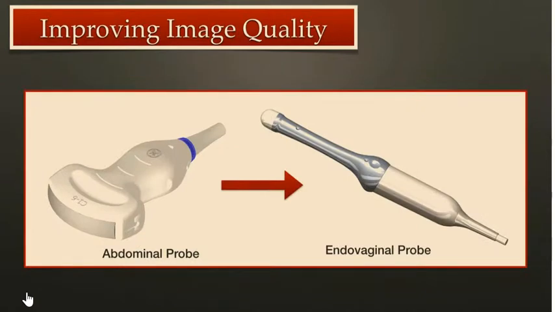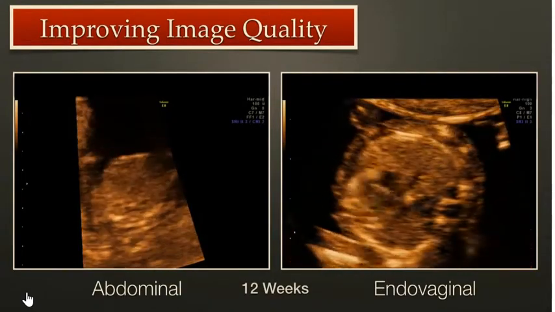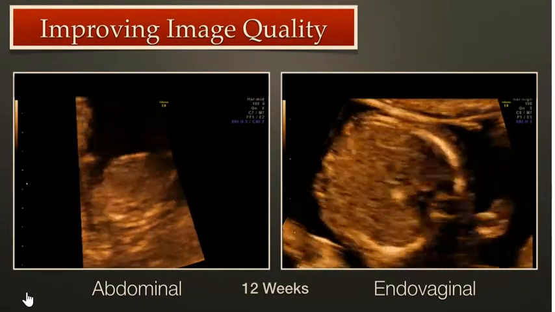How can we improve the image quality? One approach is to use an endovaginal probe instead of an abdominal probe. This compares the abdominal and endovaginal approach. Notice the improved clarity of the image with the endovaginal probe.